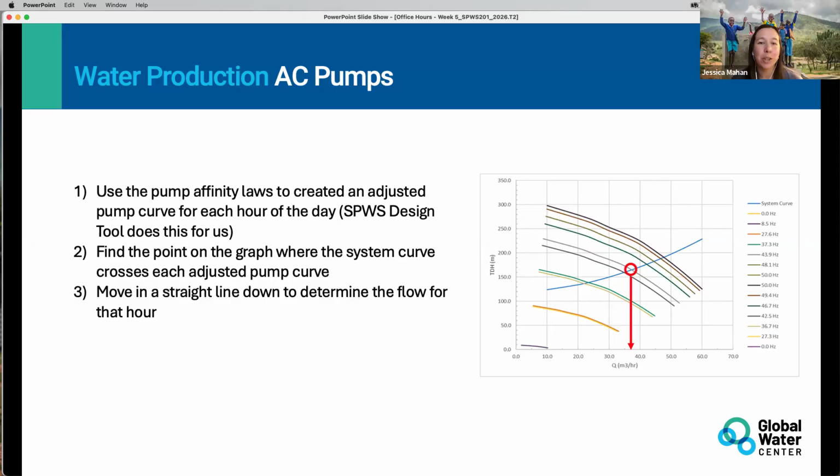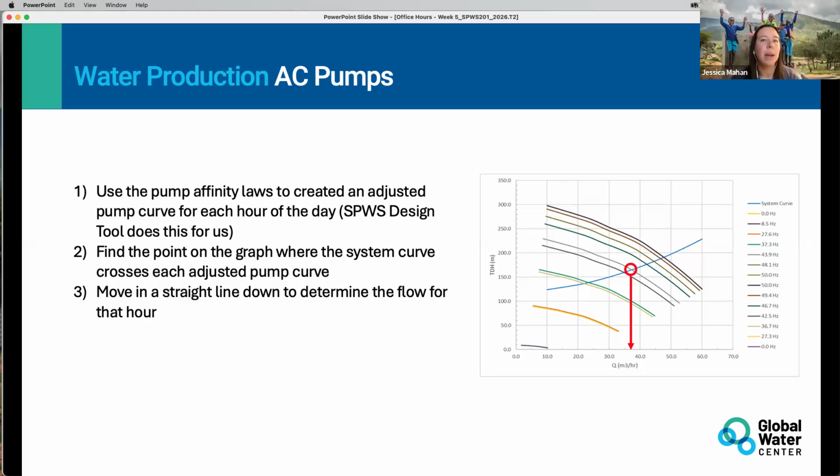So I know that those equations can get a little bit confusing and a little bit tricky looking at the two different states. We can talk through that too if that's helpful. Your design tool does do that for you, and so you won't have to hand calculate those. It is just important to understand what's happening with those affinity laws and why we want to use them.